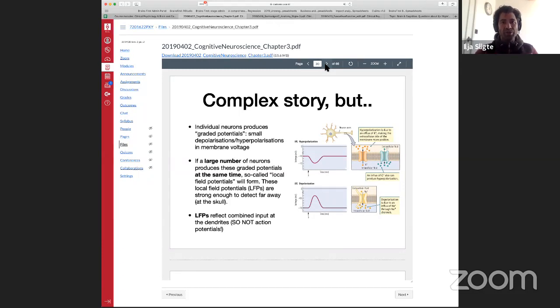So once an action potential has been generated by the presynaptic neuron, it basically releases neurotransmitters to the next neuron, the postsynaptic neuron, and there it induces postsynaptic potentials. So that's one of the important things. One of the other things is that if a large number of neurons at the same time produces these graded potentials or these postsynaptic potentials, they might add up to be detected far away.